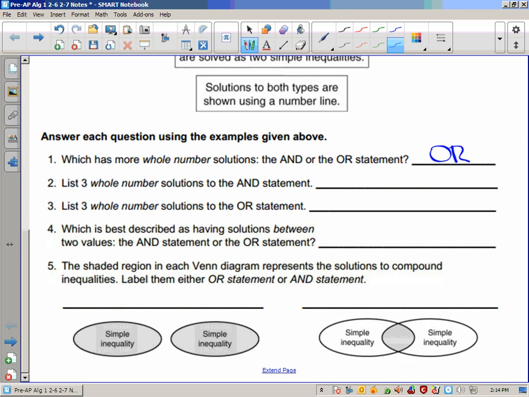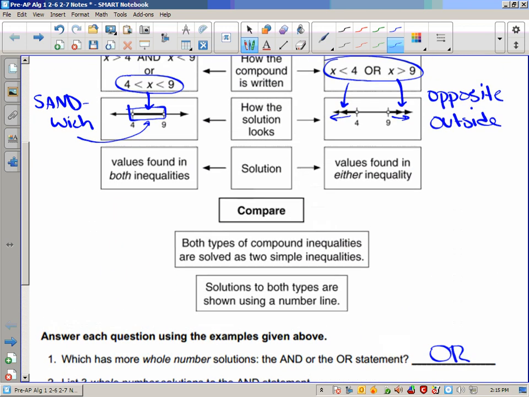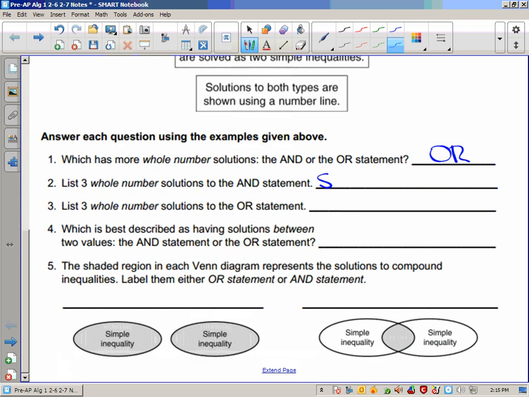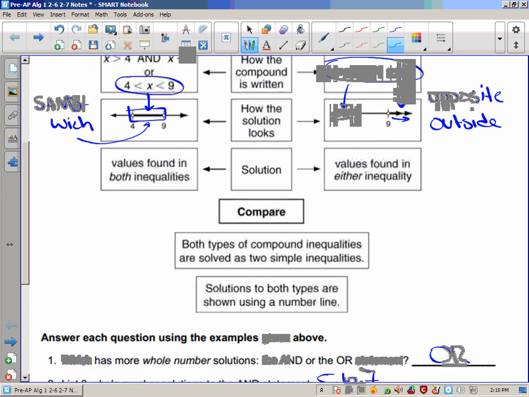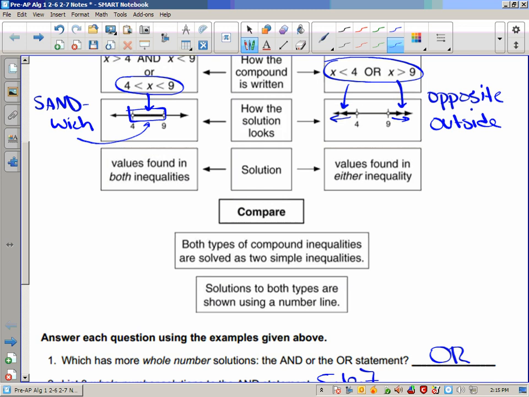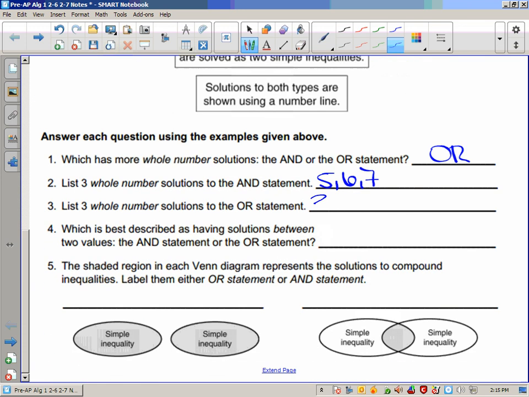Number 2, it says list 3 whole number solutions to the and statement. So I need 3 whole numbers that are in between 4 and 9. There are several, but I'm going to do 5, 6, and 7. Whole number solutions to the or statement would be whole numbers less than 4 or whole numbers greater than 9. I'll do, let's say, 3, 10, and 11. 3 is less than 4, 10 and 11 are greater than 9.